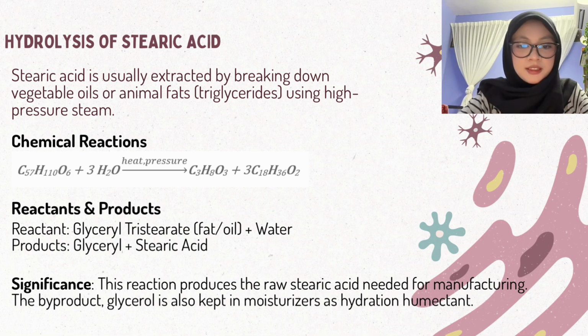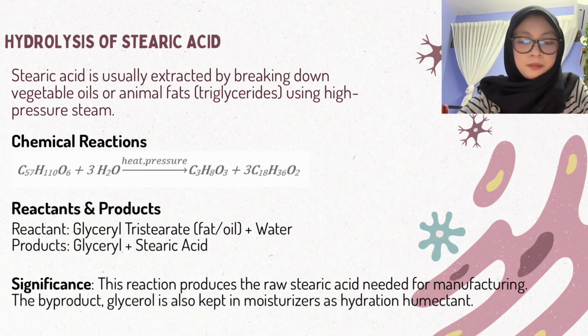The reactants for this chemical reaction are glyceryl tristearate plus water, and the products will be glycerol plus stearic acid. The significance of this hydrolysis is that this reaction produces the raw stearic acid needed for manufacturing. The byproduct, glycerol, is also kept in moisturizers as a hydrating humectant.